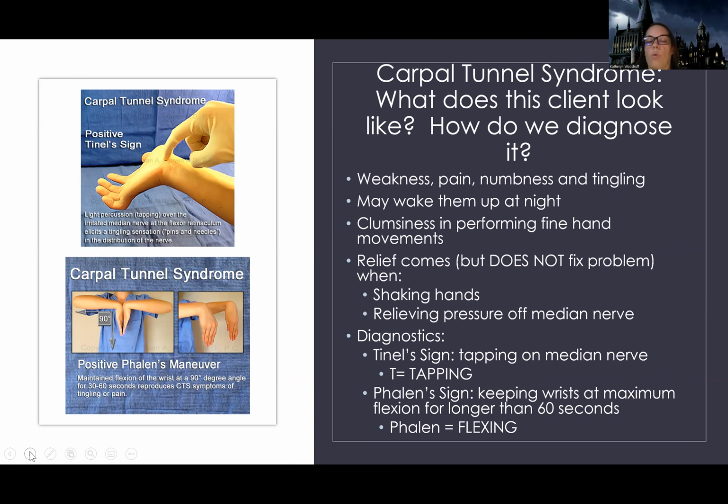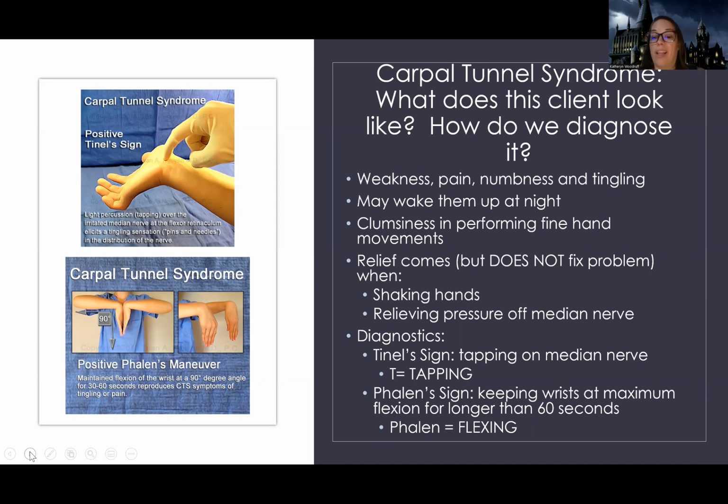There's more to this. A lot of times they might tell you this in their story when they're coming in. Diagnostic wise, to diagnose this, there's two main tests that we do. The first one's called Tinel's sign. I always remember Tinel's T for tapping, and you actually tap on the median nerve, and by tapping on it, it's going to elicit a lot of those same symptoms, like I mentioned, like the weakness, pain, numbness, tingling, etc. And so that's one diagnostic we might use.